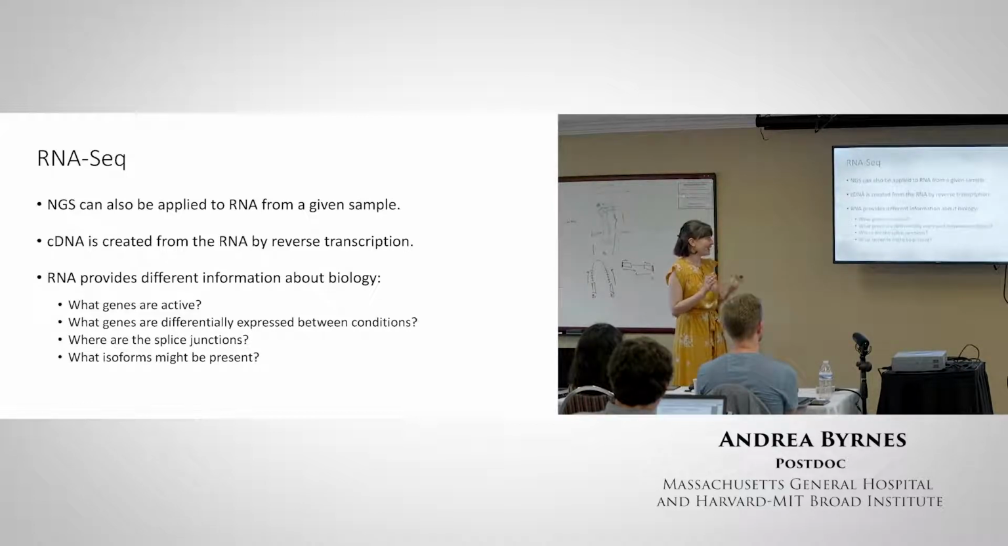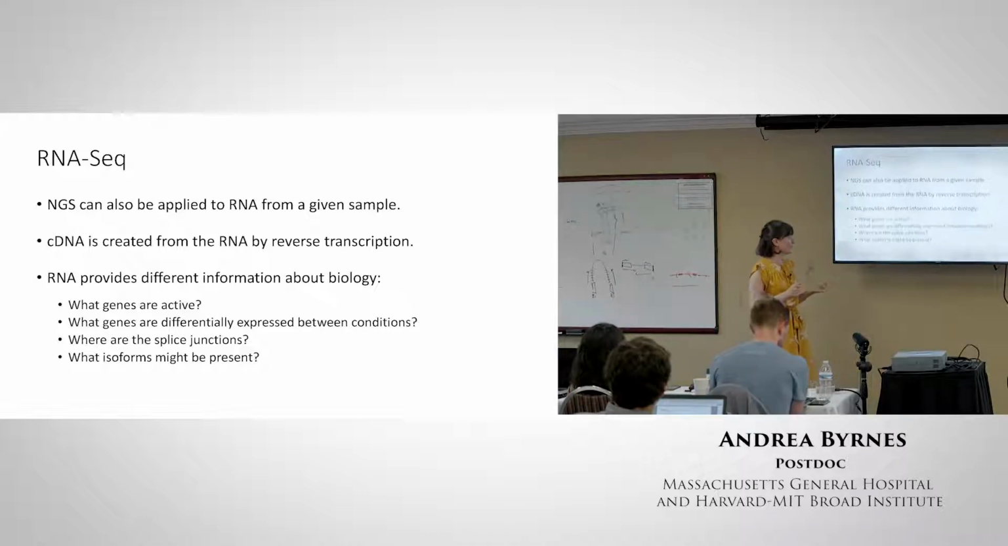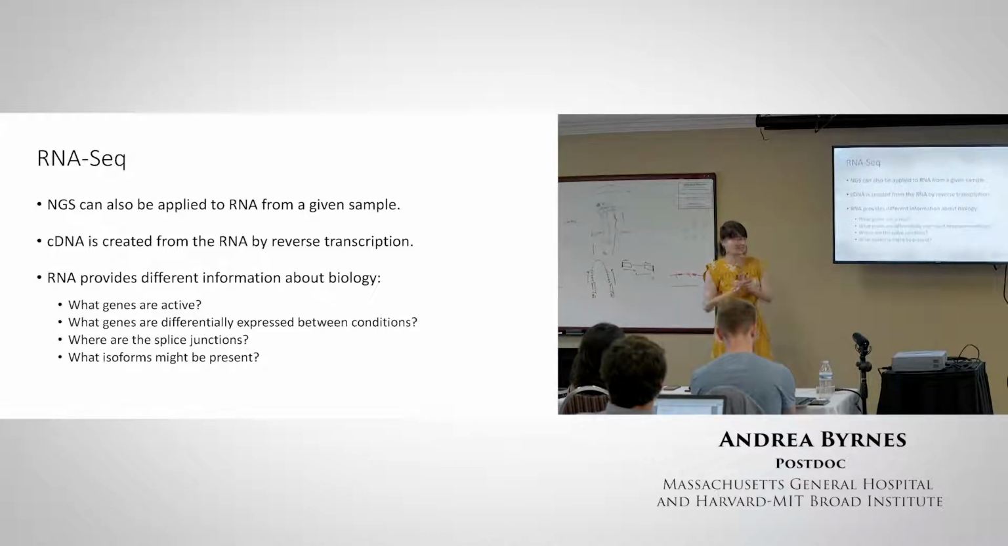And so this can absolutely be applied to RNA. So basically, it's the same procedure, but we create cDNA first, because remember we mentioned in the first lecture that RNA is not very stable in its single-stranded form. And RNA-seq provides a little bit different information about biology, right? If we're doing DNA sequencing, we are interested in where the variants are and what type of variation they are, how common they are, and those kinds of things.